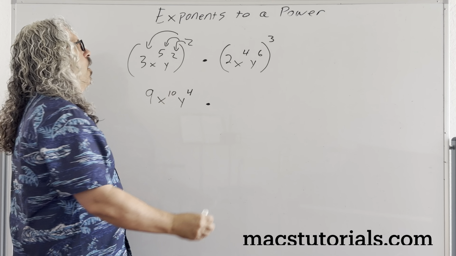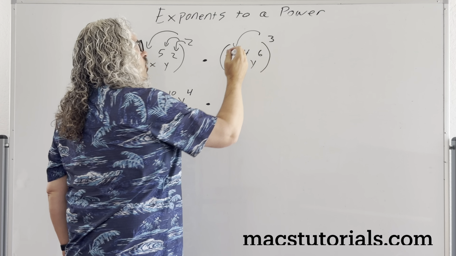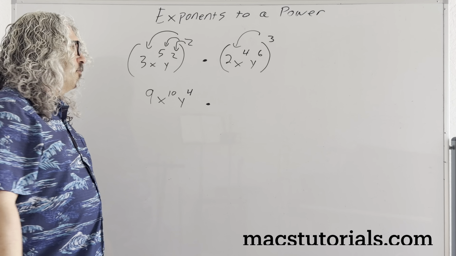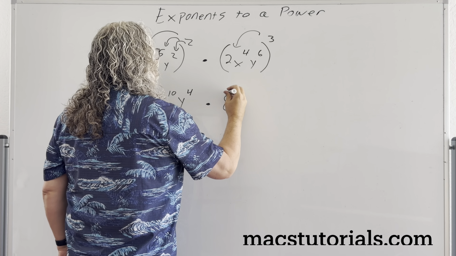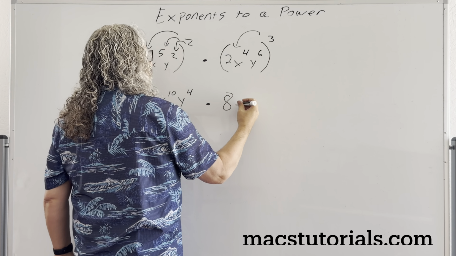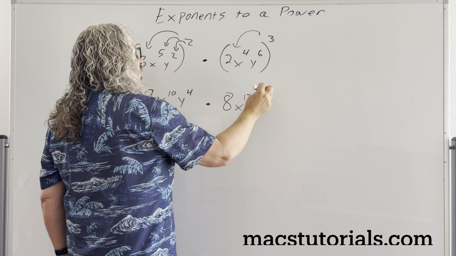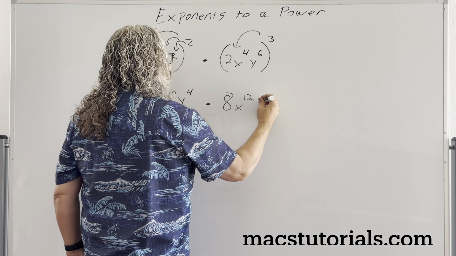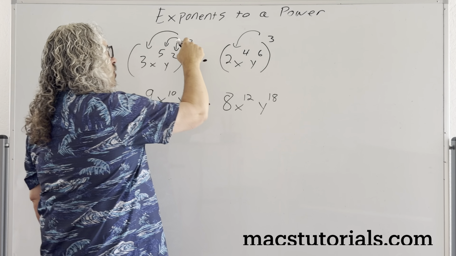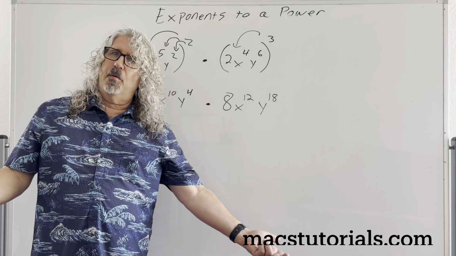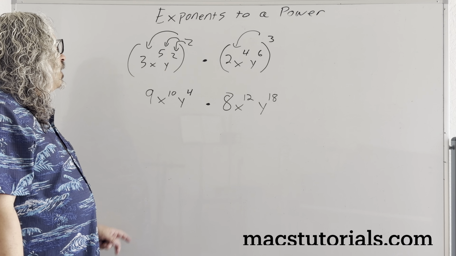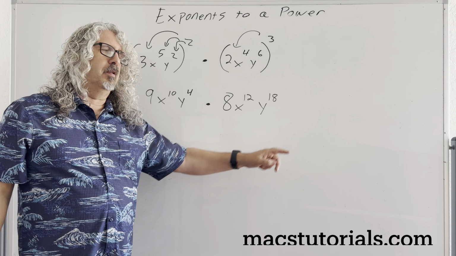Times what? Well, I've got to cube the 2. 2 times 2 is 4. 4 times 2 is 8. x to the 4th to the 3rd is x to the 12th, and y to the 6th to the 3rd is y to the 18th. This is the situation where we go power to a power, okay? And we multiply.